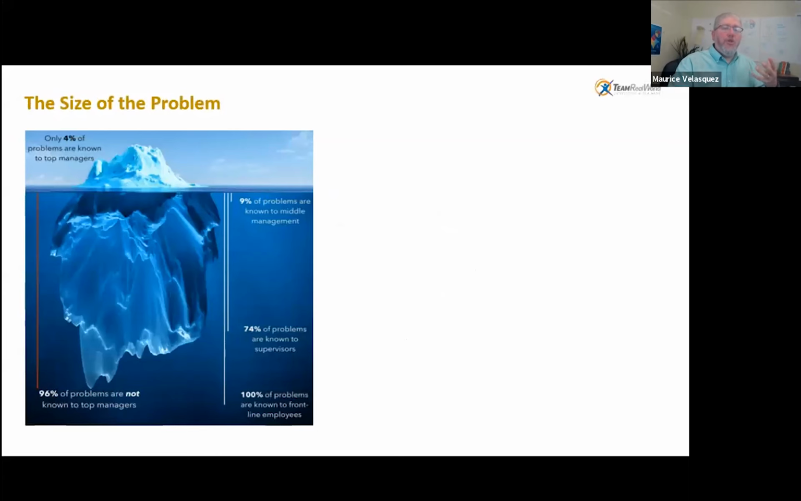The size of the problem is what should drive you toward action. Look at this. Most of the problems that the frontliners face are way down here at the bottom. Notice it says 100% of the problems are known to the frontliners. The frontliners know what all the problems are. What they don't know, about 60% of the time, is the solutions. About 40% they do. But they do know what all the problems are. We're just not asking them enough.